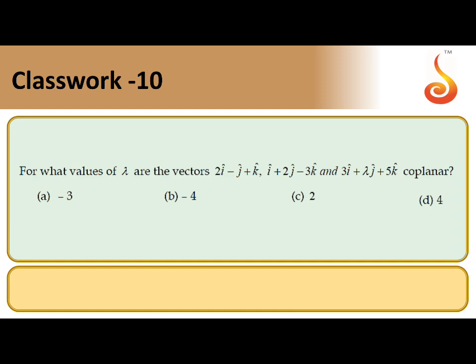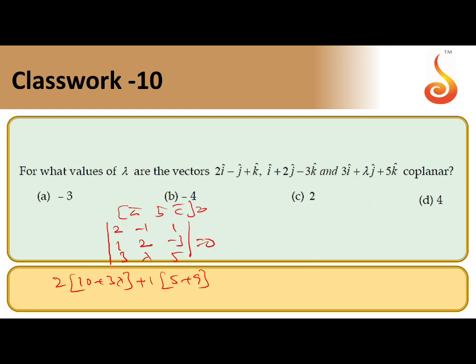Value of lambda for which the vectors are coplanar. If the vectors are coplanar, it means the determinant equals 0. So that means the box product A, B, C equals 0. Box product means determinant equals 0. 2, minus 1, 1, 1, 2, minus 3, 3, lambda, 5 equals 0. So you can take the determinant equal to 0. Now solve the determinant. So 2 into 10 plus 3 lambda. Solve slowly. Next minus, plus 1 into 5 plus 9, plus 1 into lambda minus 6 equal to 0.